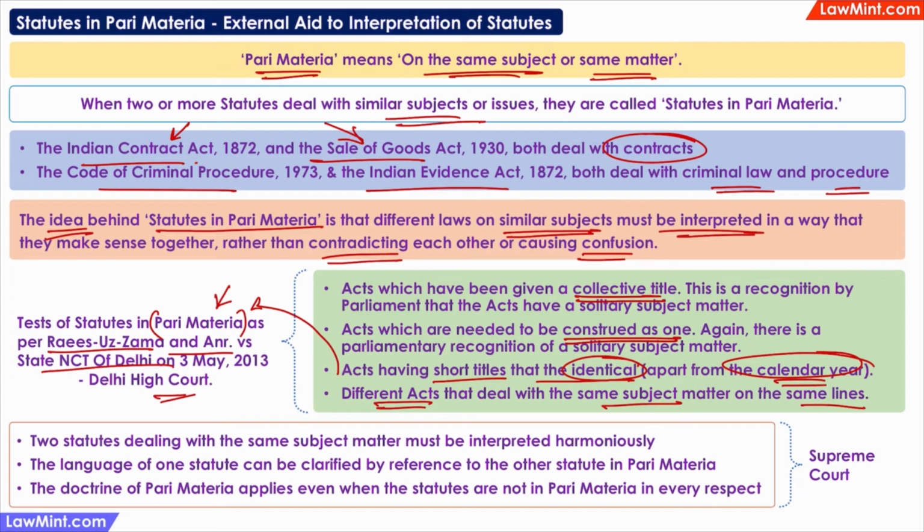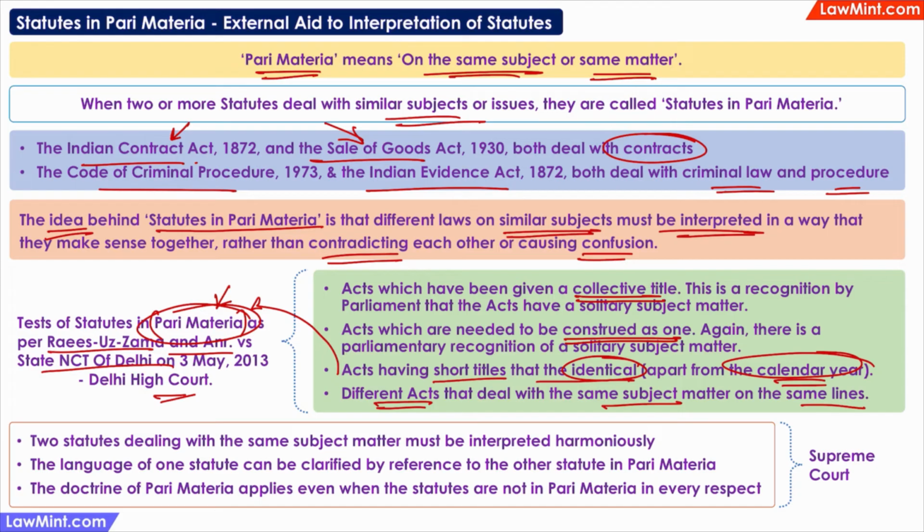The Sale of Goods Act and the Consumer Protection Act both deal with the rights of buyers and sellers and warranties and other conditions regarding goods. Both acts are designed to protect the interests of the buyers and sellers in the marketplace. Therefore, they are in pari materia.